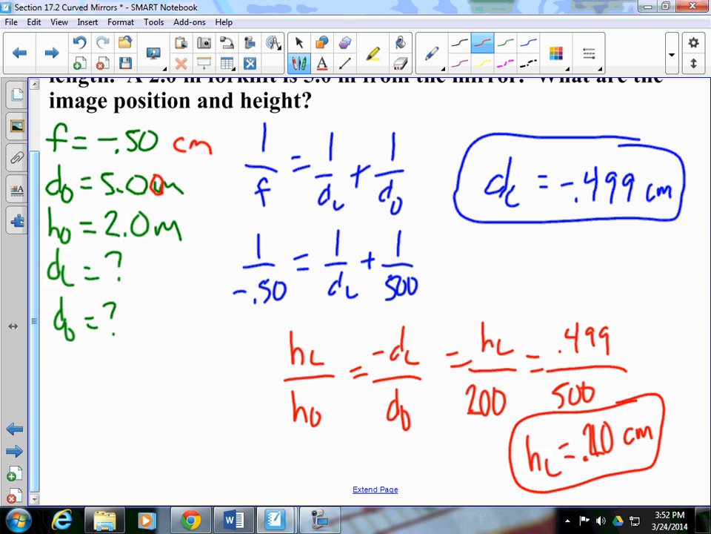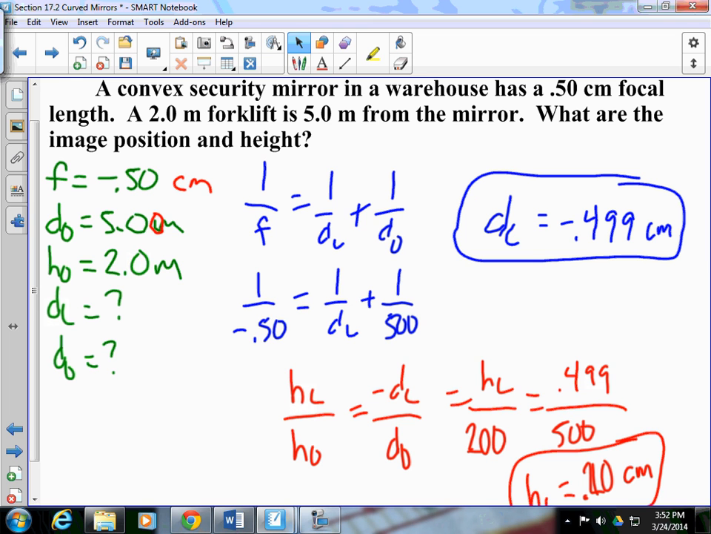So just the key thing here is don't make the same mistake that I just made in regards to making sure all your units are the same. So if you have meters and centimeters, make sure you have both in one unit. If they're both in play, make sure you're using one. And then secondly, make sure that if it's a convex mirror, your focal length is negative.